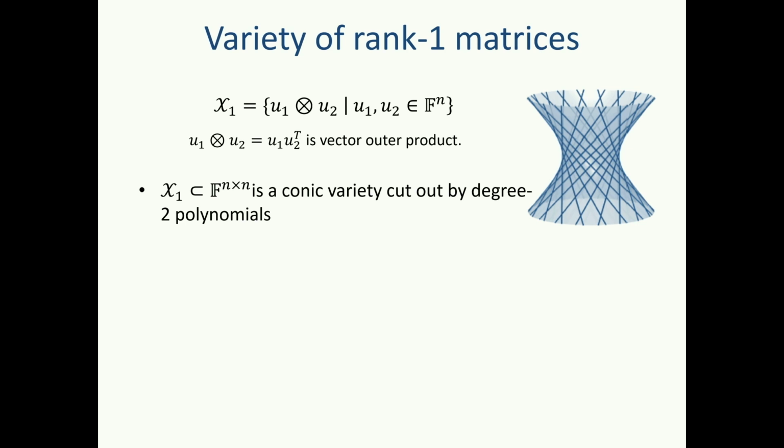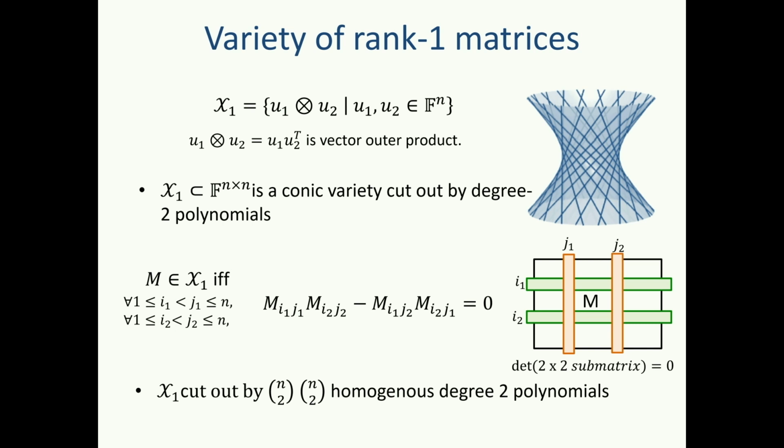This is actually a conic variety that is cut out by a set of degree 2 polynomials. Any guesses as to what these polynomials are? Exactly. These are the 2 cross 2 determinants. If you think of a matrix, you can look at all the 2 cross 2 determinants formed by 2 cross 2 submatrices, and all of them have to be 0 if it's actually rank 1. So this is an if and only if condition, and these are a set of linearly independent homogeneous polynomials of degree 2 that cut out this variety.